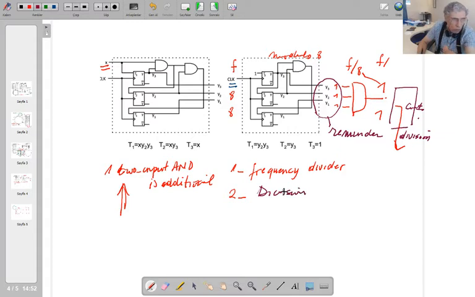So if you want to divide by a different number, you're going to design that modulo. For example, if you divide by 7, it's going to be modulo 7. Division, we said, okay. The third application could be, what? Frequency division. What else could that be?